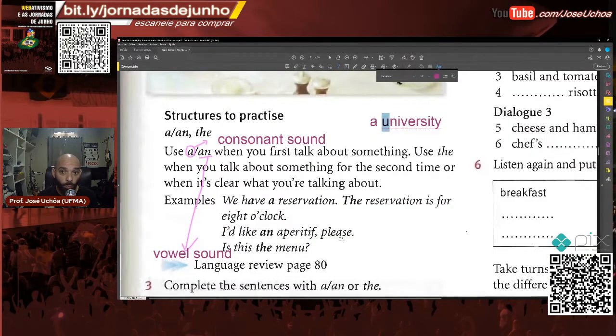Let's go back here. So let me just erase these notes. Give me just a moment, please. I'll open the file again.